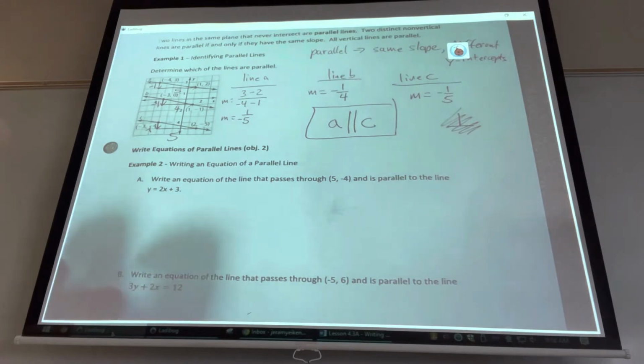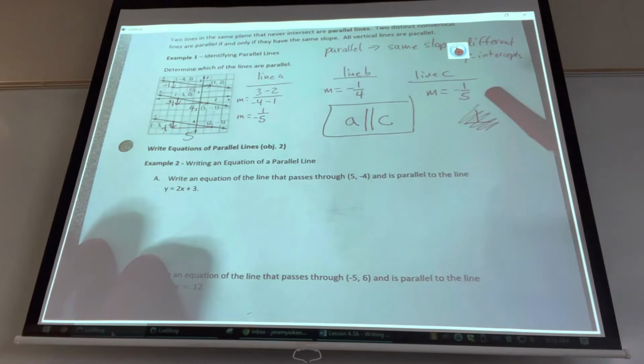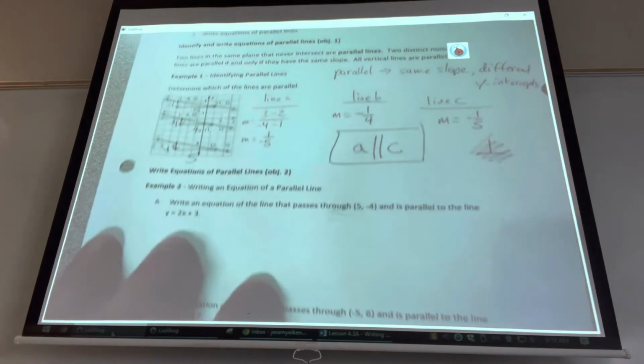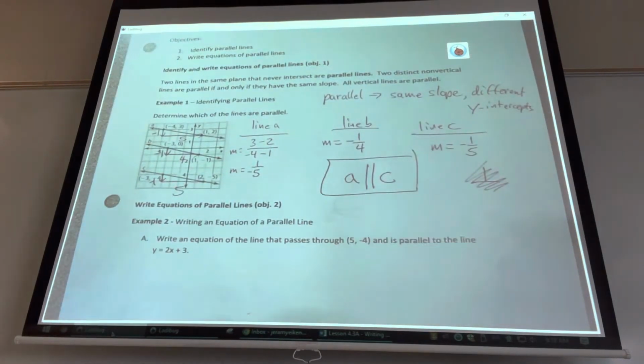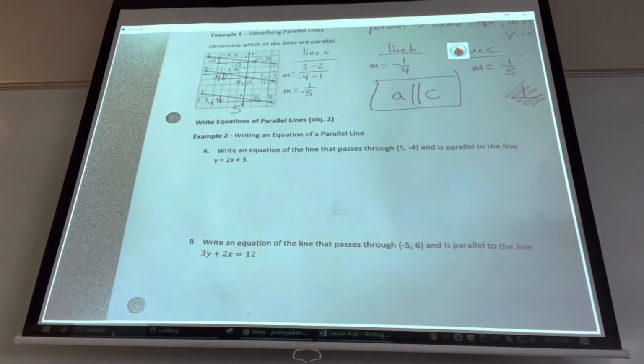Okay, so basically, class, to determine if lines are parallel, what has to happen? For lines to be parallel, what has to happen? They have to have the same slope. That's the main bit of knowledge there.